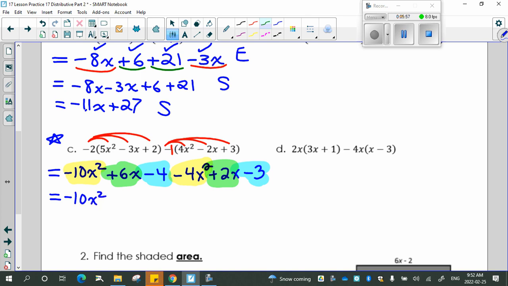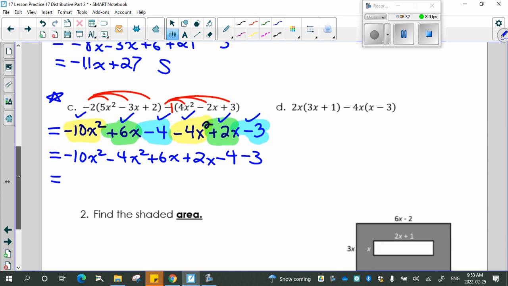Negative 10x squared minus 4x squared, click them up, plus 6x plus 2x minus 4 minus 3. And now they're regrouped, so they should be easier to combine once they're regrouped. So you line them up so you've got the same endings beside each other. And then you can either use your calculator or your brain.